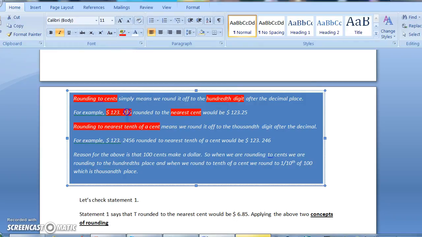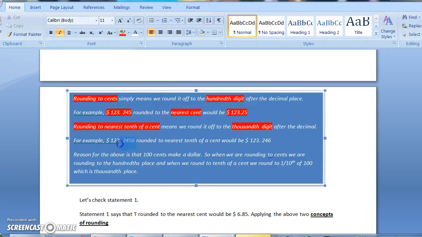Look at the 100th place, which is 4, look to its right, which is 5, so we know we are going to round it up, and therefore the answer will be 123.25. Great. And now, rounding to the nearest tenth of a cent means 1/10 of a cent. So we are going to round it off to the 1000th digit after the decimal.